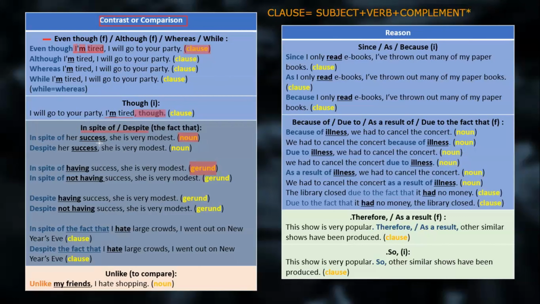You have a similar situation with reason. When you want to provide reasons, since, as, and because, they are the informal way, because the formal way could be because of, due to, as a result, due to the fact that. Both have this difference. Clauses with since, as, and because. Nouns with because of, due to, and as a result. The fact that, again, helps me to use those linkers with clauses. The library closed due to the fact that it had no money. Subject, verb, complementary information.